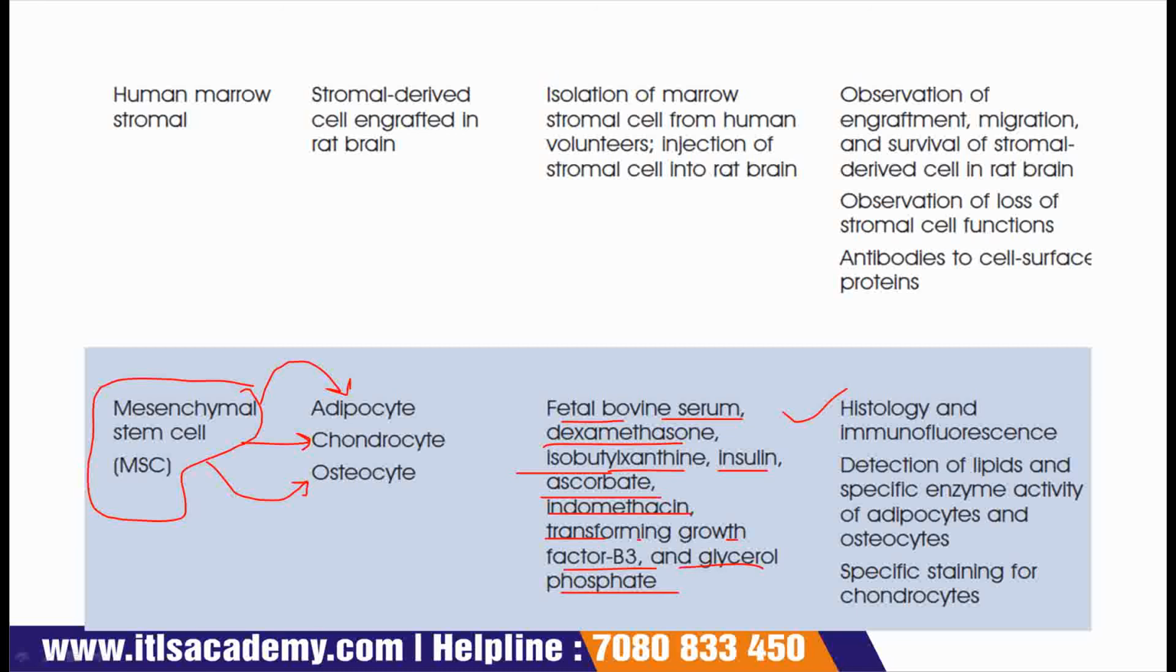The method of characterization will include histology and immunofluorescence, detection of lipids and specific enzyme activity of adipocyte and osteocyte. What are these cells? Adipocyte are fat storing cells while osteocyte are bone forming cells. We can also use specific staining for chondrocyte as a method for characterization of adipocyte, chondrocyte and osteocyte. Staining is a procedure in which we color any tissue or cell and visualize it with the help of a microscope.